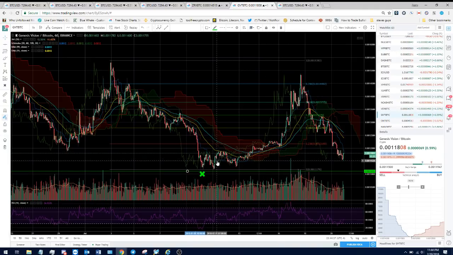So now our entry was right over here, at 11.5. Now, instead of 5%, if we go down to our current stop loss, you're now risking about 3%.